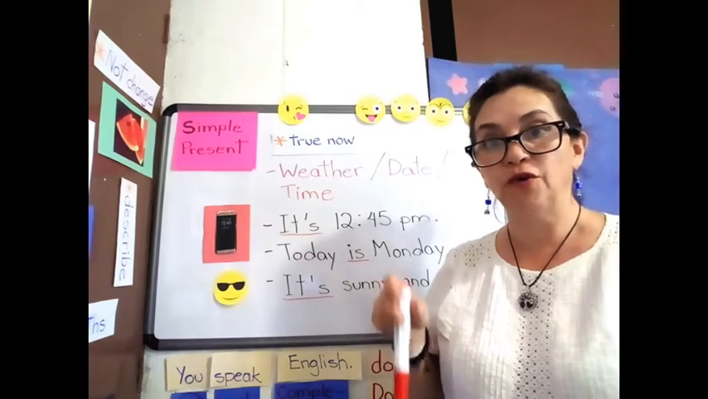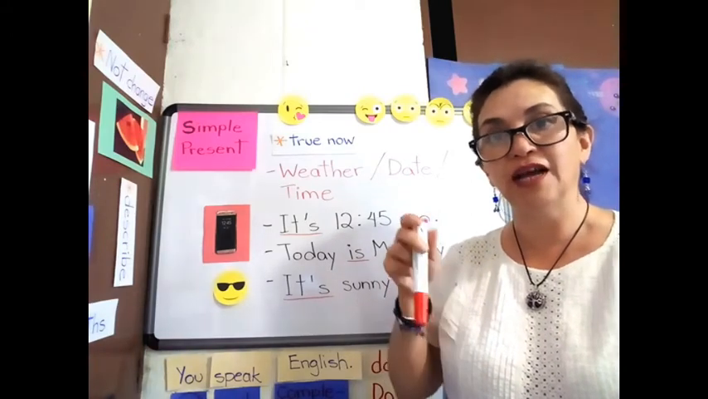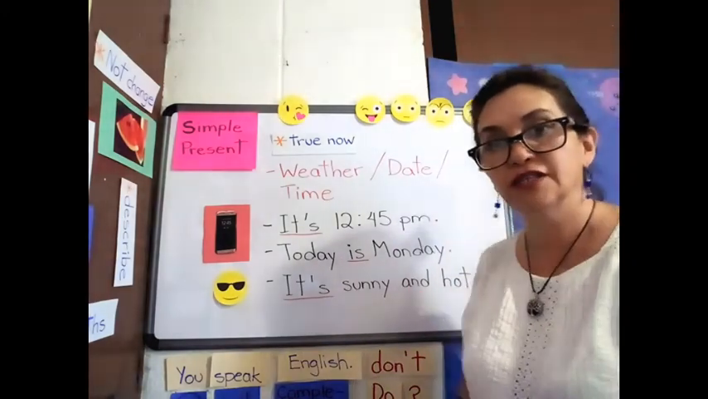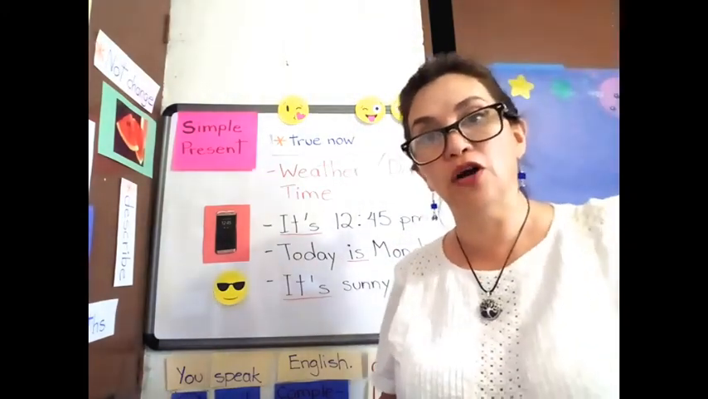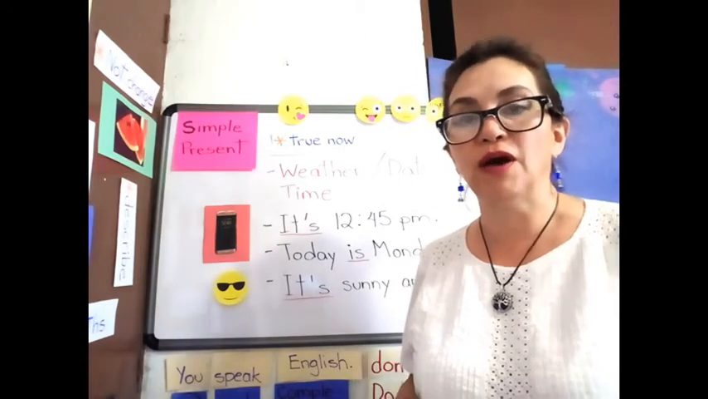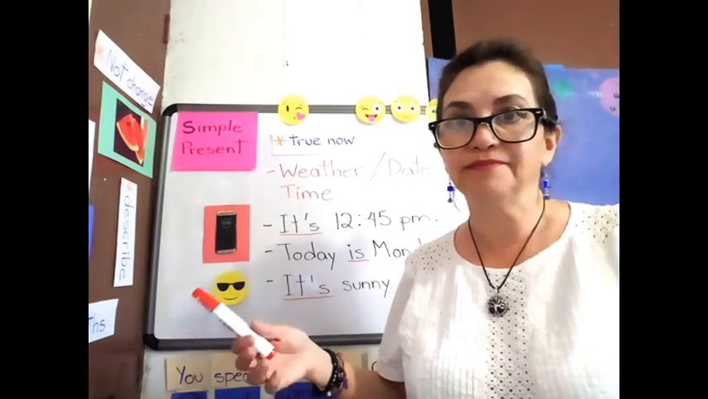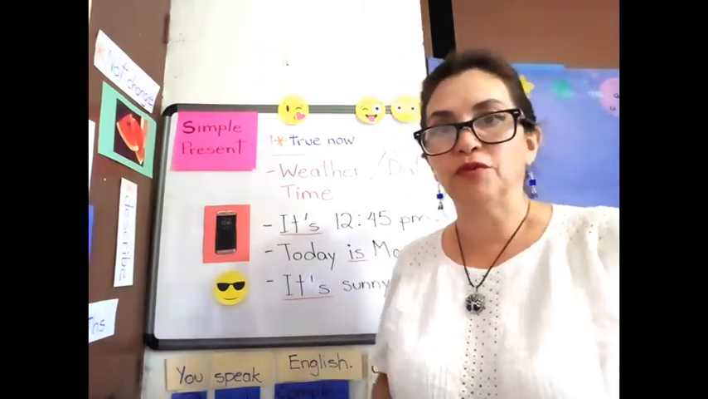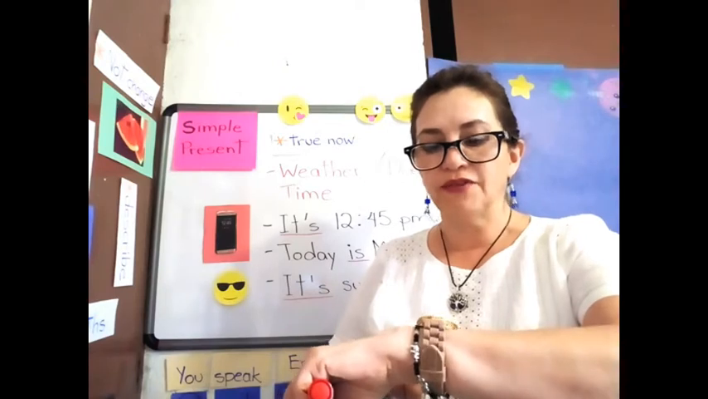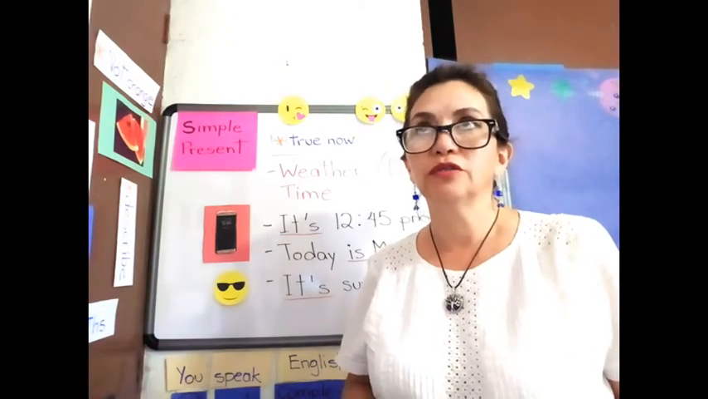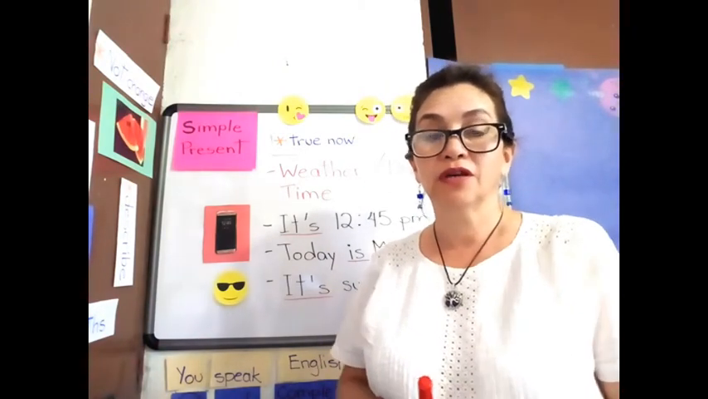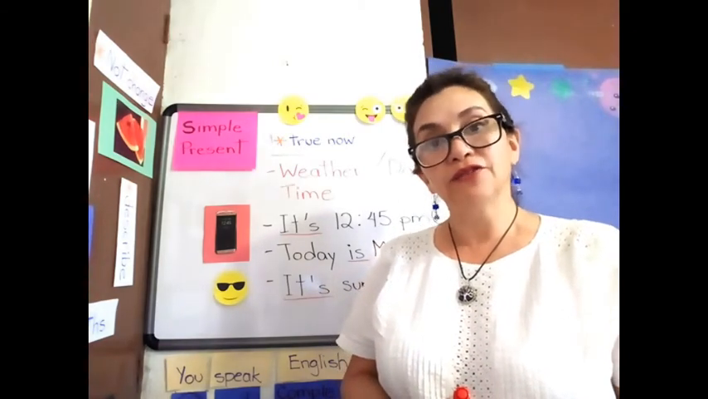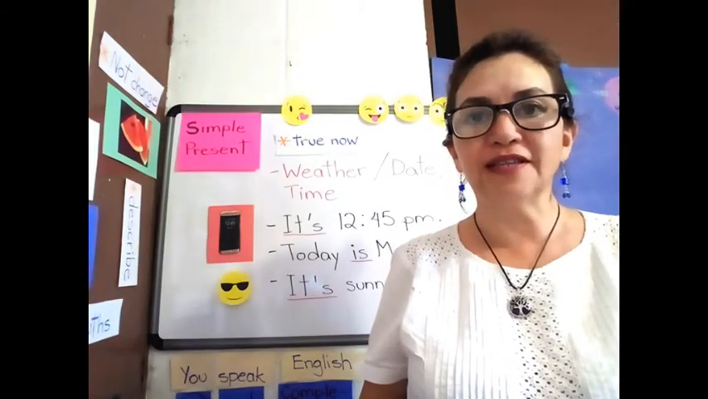This is for the time, the weather, and the date. And it's sunny and hot. It is sunny and hot. We are talking about the weather today. We can also see more examples. For example, it's 7 o'clock, or today is rainy, or today is Saturday.